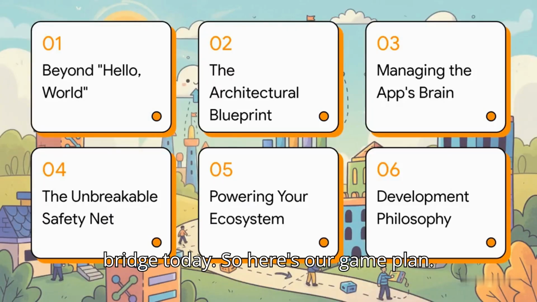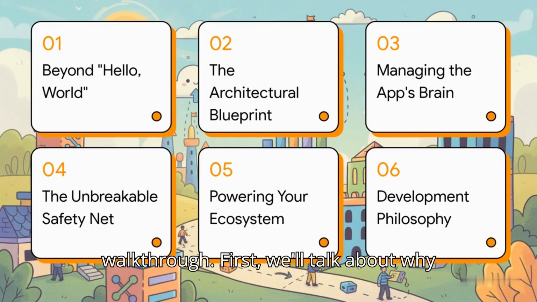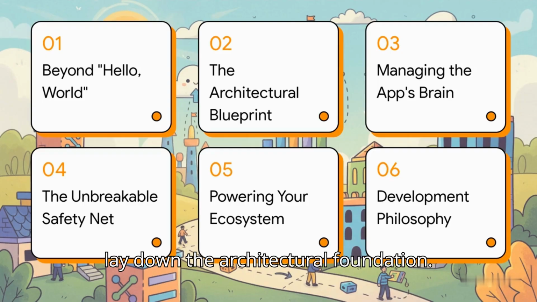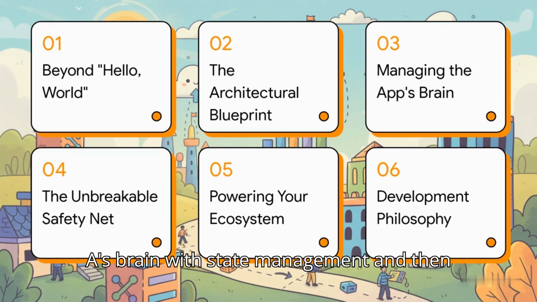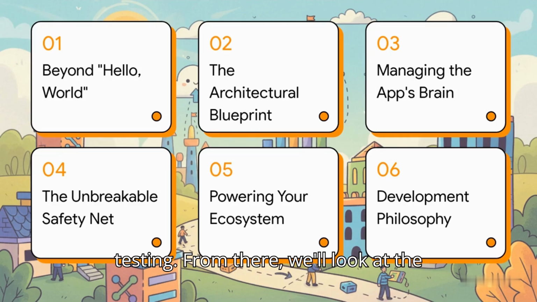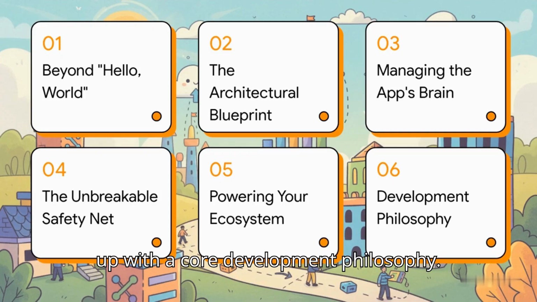So here's our game plan. We've got a 6-part blueprint to walk through. First, we'll talk about why scaling is such a challenge. Then, we'll lay down the architectural foundation. After that, we'll dive into managing the app's brain with state management, and then build an unbreakable safety net with testing. From there, we'll look at the backend ecosystem, and we'll wrap it all up with a core development philosophy.